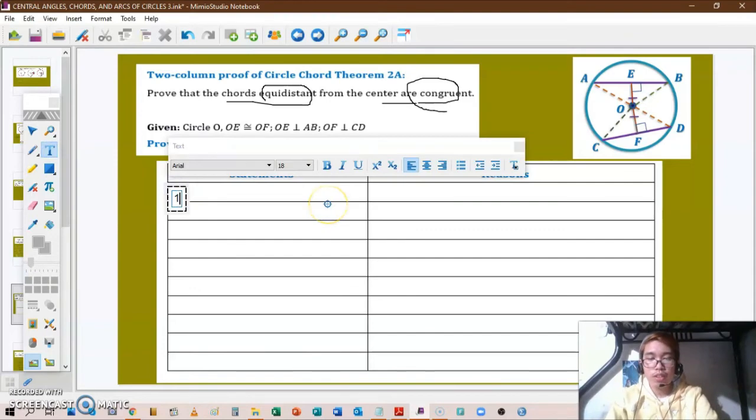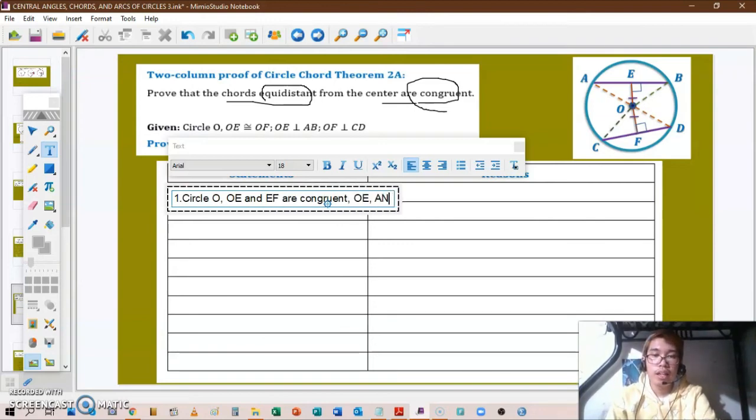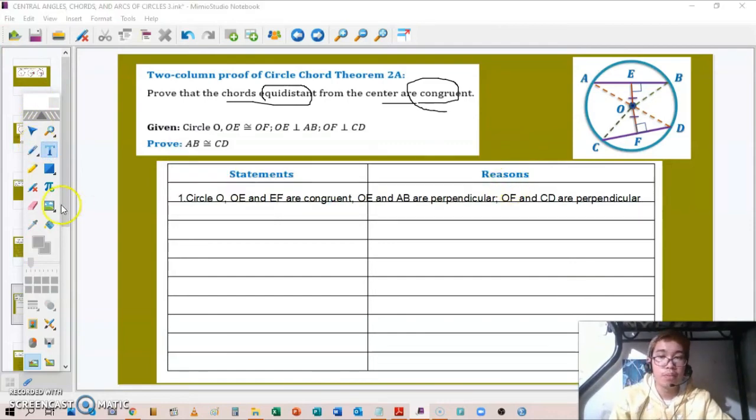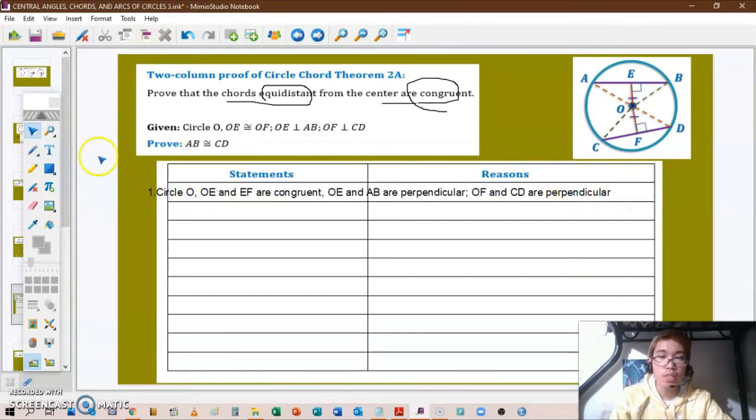So for this one, we can write here given: circle O with OE and EF congruent. And we have here OE and AB perpendicular, and also OF and CD are perpendicular. So those are all of our givens. Okay, so we have to prove that AB is congruent to CD.